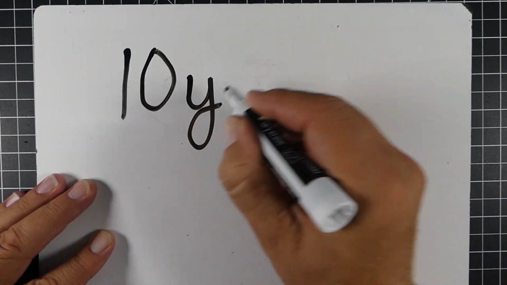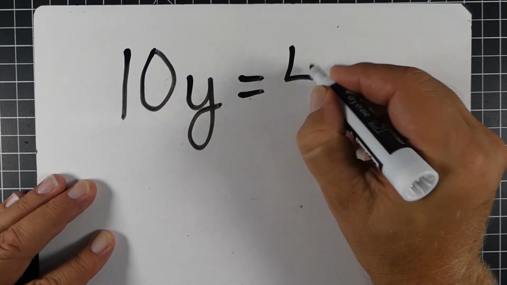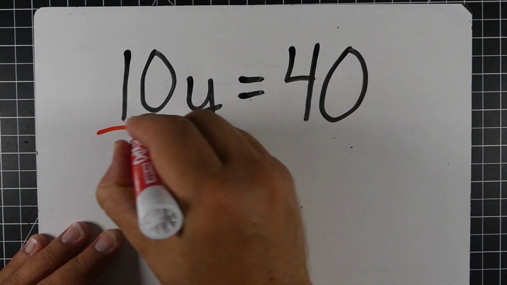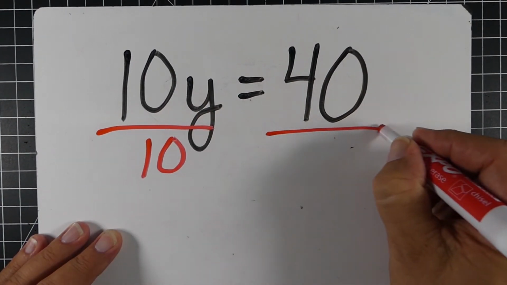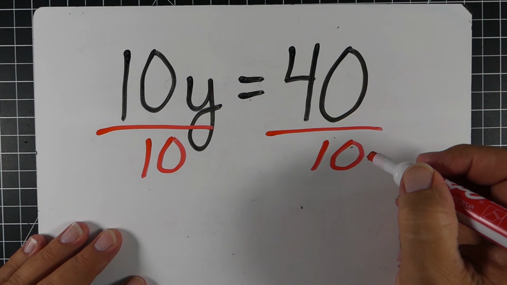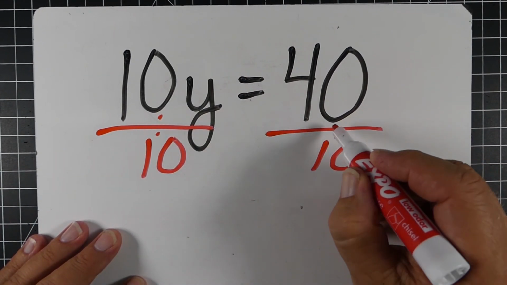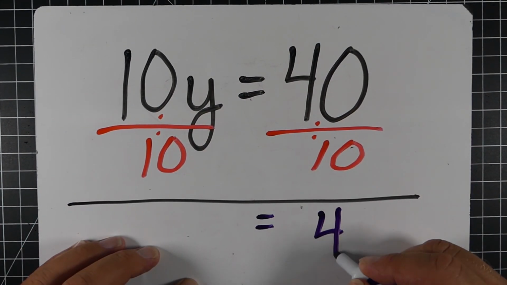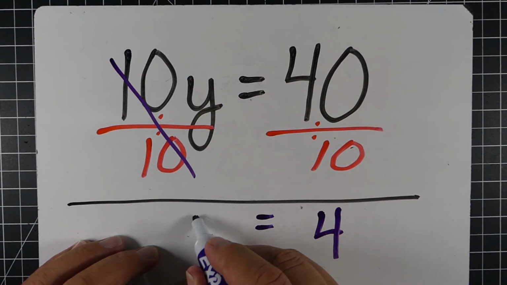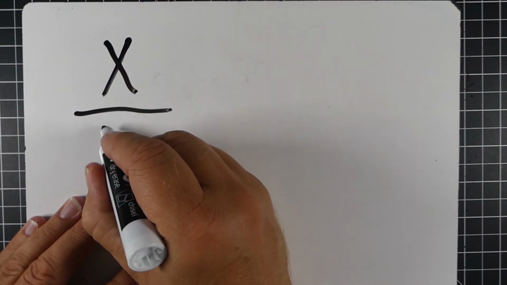Let's say we have 10y, and that equals 40. Because that's a multiplication problem, we're going to go ahead and divide by 10. We'll do that to both sides. And you'll end up getting y equals 4. So 40 divided by 10 is 4. We cancel out the 10s, get the y.